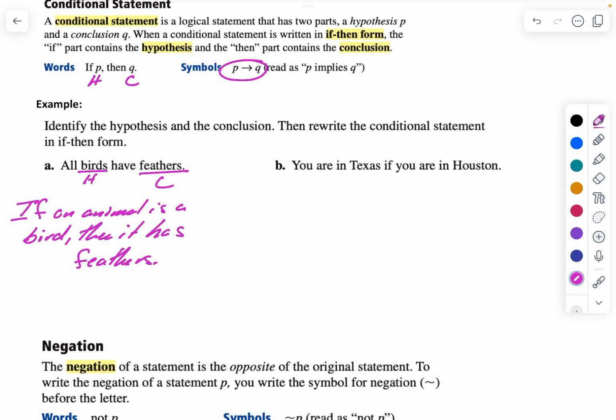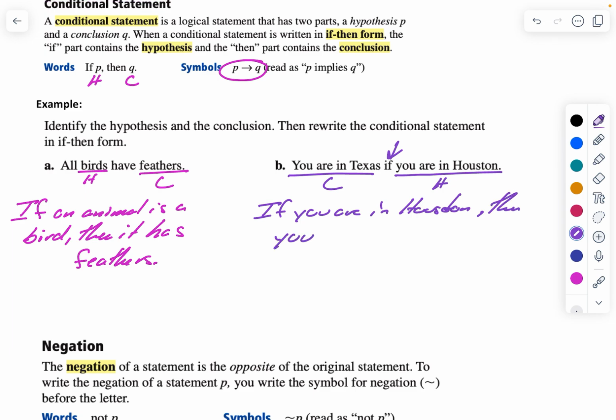Okay, this one is a little tricky. Where's the hypothesis here? Well, notice that if indicates that this is the hypothesis, and then this here will be our conclusion. So we're going to write it in that if-then form. If you are in Houston, then you are in Texas.